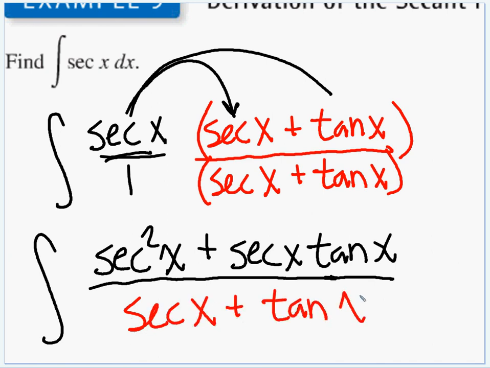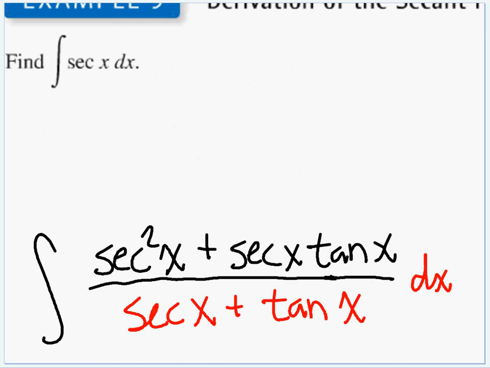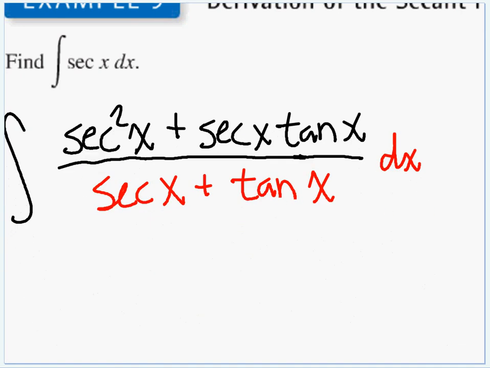All right. It sure looks like we're making this problem a lot more complicated and difficult, but we actually didn't. We are now in proper form. Let's double check. Our denominator is a function. Let's call it u. What is the derivative of secant? Well, that's secant times tan.